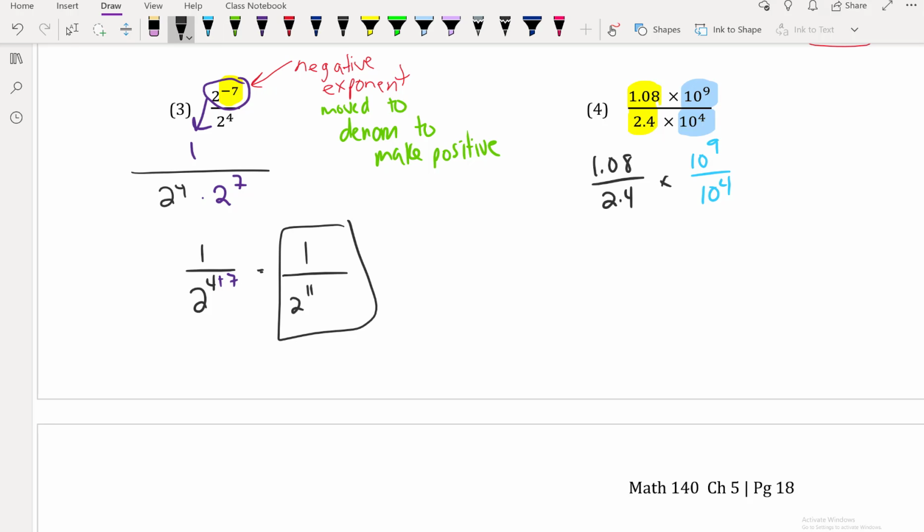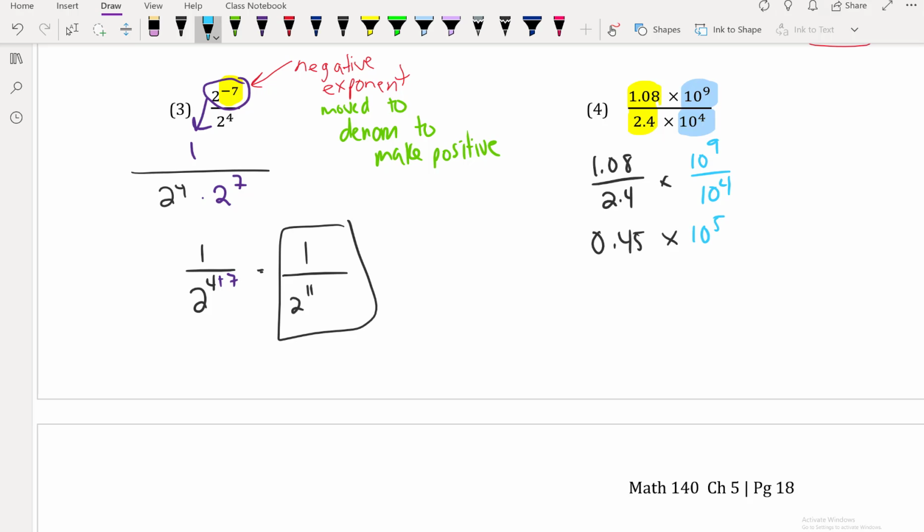So now on my calculator, I'm going to have 1.08 being divided by 2.4, and I get 0.45 times, and now what I want to do is, since the exponent in the numerator is bigger, I'm going to subtract 4. So I'm going to have 10, and then 9 minus 4 is going to give me 5.